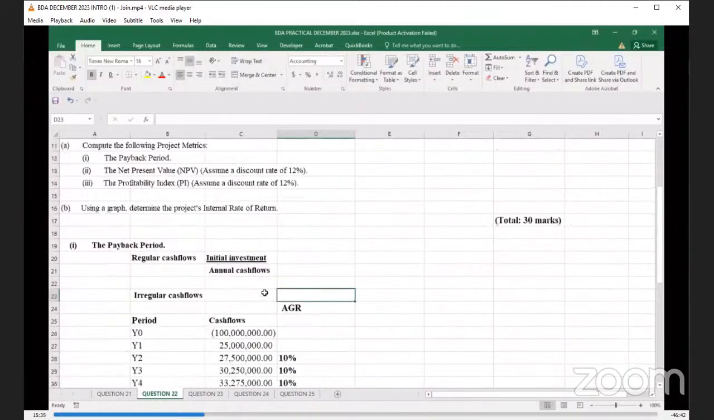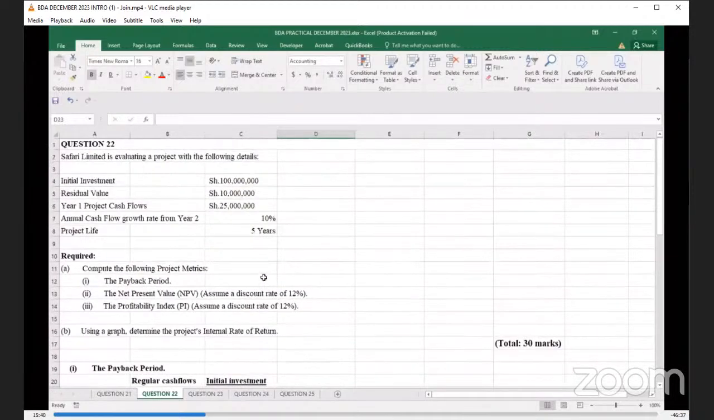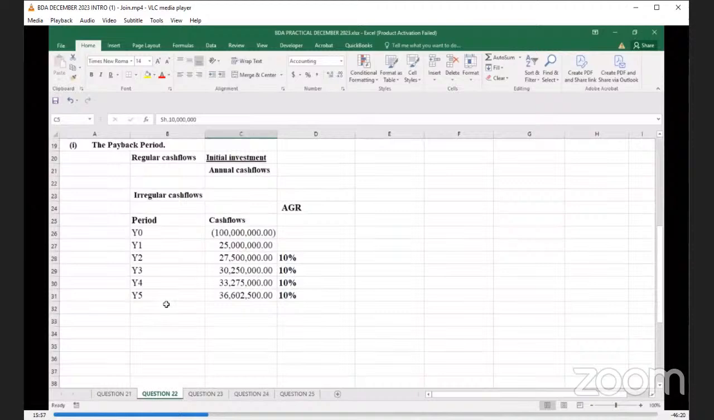Once I have this, I need to ask myself this very good question. Remember, at this point, we are told that our residual value, this is what you are going to earn at the end of the period. Residual value is always at the end of the period. At the end of the period, I'll be having 10 million. So in year 5, there's this other value that you're going to earn, which is 10 million.